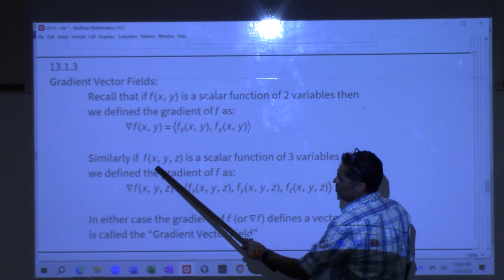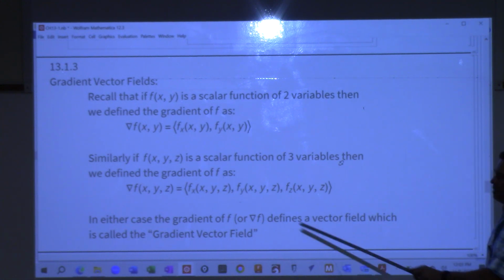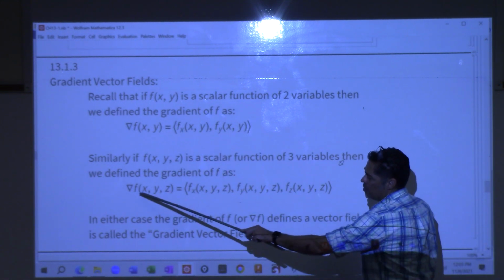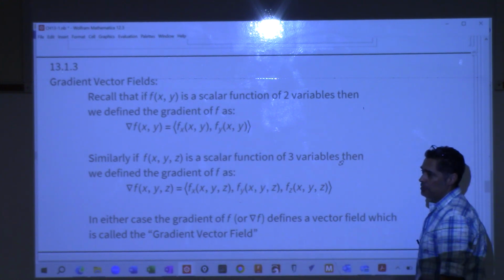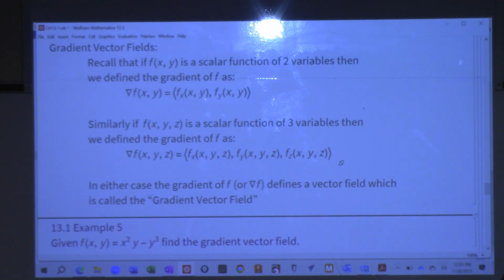And then also if we're given a scalar function of three variables, then we can define the gradient of that by taking the three partials, respectively x, y, and z. And it creates a vector, right? So the gradient of these scalar functions creates vectors, which means that the gradients could be looked at as vector functions. They take in some point and they return a vector. And so this is actually our first example of a vector field, and it's called the gradient vector field.